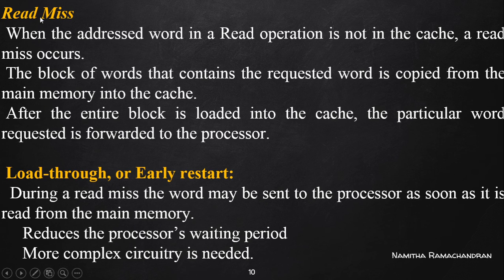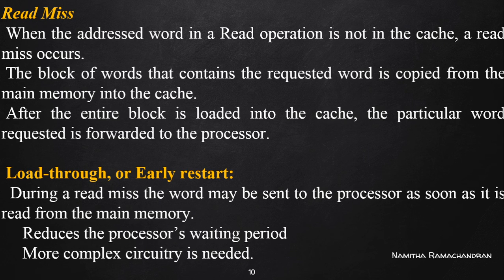Read miss is a case of cache miss. From this it is clear that the processor is now requesting a memory word. In order to read certain data or an instruction from the memory, the processor is placing a read request. But the requested memory word is not present in our cache memory. So this is the case of read miss. When the addressed word in the read operation is not in the cache, a read miss occurs. The block of words that contains the requested word is copied from the main memory into the cache first.